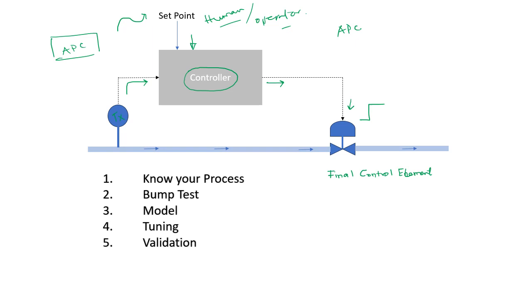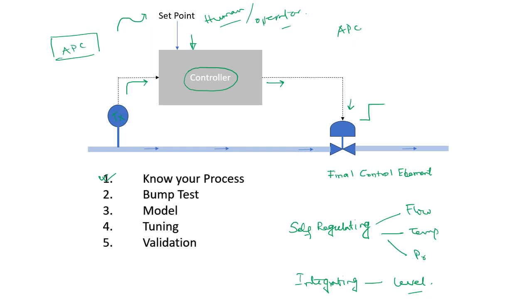So what are the steps that we need to follow, right? First is know your process, understand your process. So whether it is a self-regulating type process or an integrating type process. If it is temperature, pressure or flow, it is self-regulating type, right? So self-regulating type is your flow, your temperature and your pressure, right? And integrating type is your level.